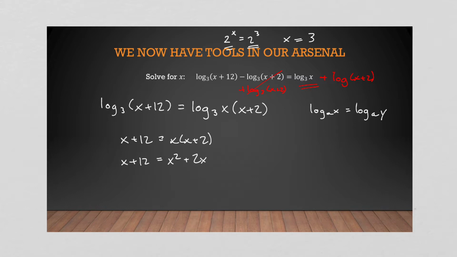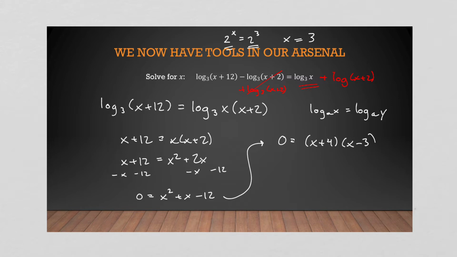Let's get everything on the same side of the equal sign. So minus x minus 12, minus x minus 12. And we get 0 equals x squared plus x minus 12, which factors to 0 equals (x + 4)(x - 3). So what do we get? We get x equals negative 4 and x equals positive 3.